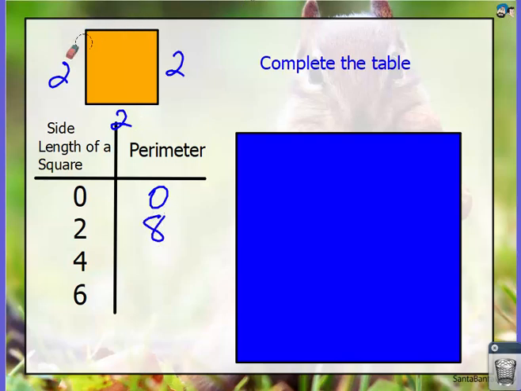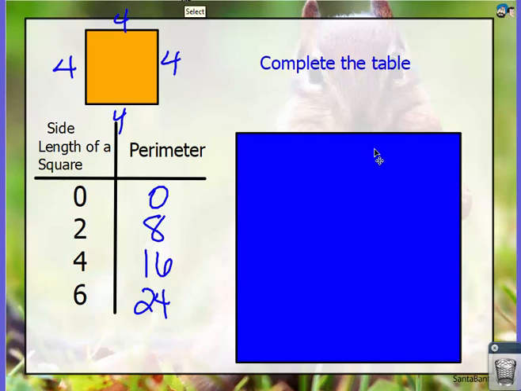What if I changed it to 4? Well, 4, 4, 4, and 4 would make 16. What if I changed it to 6 instead? If you'll notice, each time we're just taking this number and multiplying by 4 because there are 4 sides. So 6 times 4 would give me 24. I have a couple questions to ask you based on the information we just developed in this T-chart, with side length as our x and perimeter as our y.